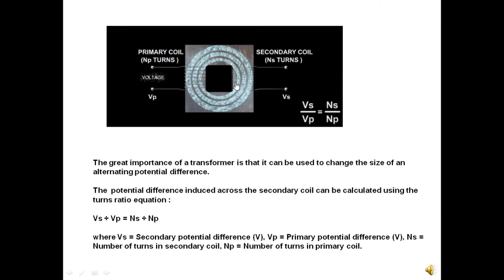So the idea is that you can put whatever your supply PD is here, your primary PD, and you can get a different secondary PD. And the ratio of the turns in the coils dictates the ratio of the PDs. So this is your formula, Vs over Vp equals Ns over Np. You could have it the other way up, Vp over Vs is Np over Ns, but that's your transformer formula.